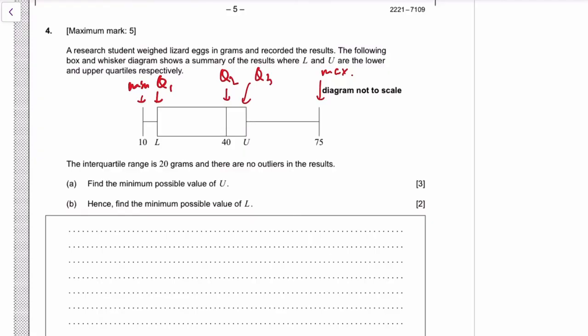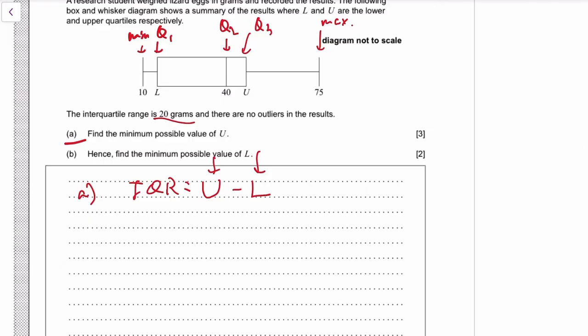So the interquartile range is 20. The interquartile range would be the upper quartile minus the lower quartile. But it seems like we don't know any of them, so we can't do part A using that. Alright, but the second piece of information is that there is no outlier.